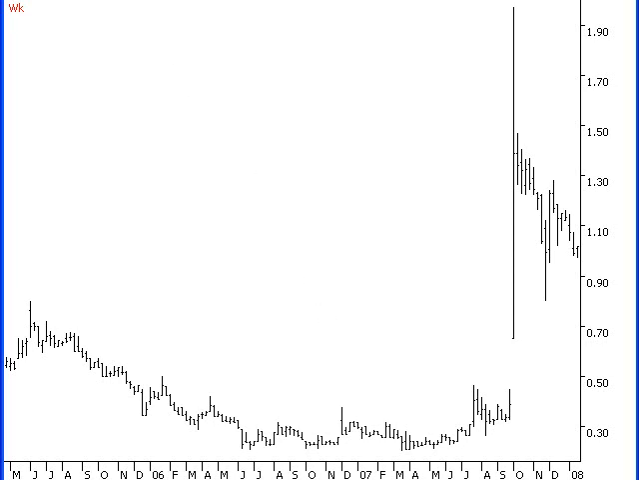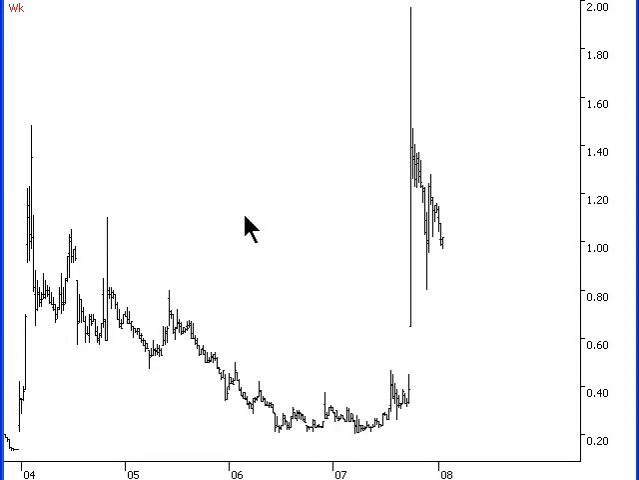Now, this is a weekly chart, and you can see that this stock hasn't been around for too long. Down the bottom here is 04, and you can see it hasn't been around for that long. Going back to simple charts, you can see this is just an open, high, low, close bar.